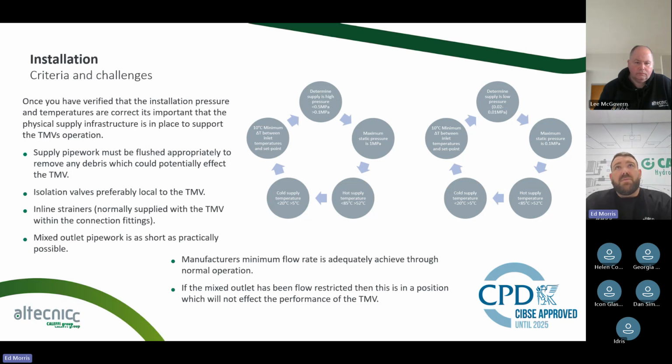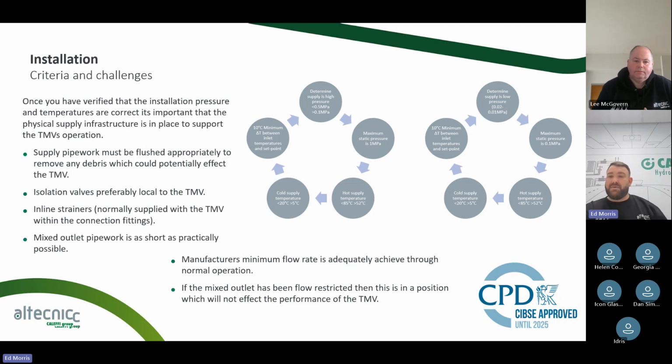So we have to make sure that supply pipework has been flushed appropriately to remove any debris that could potentially affect the TMV. Isolation valves, preferably local to the TMV, obviously for maintenance and testing, we want to be able to isolate them pretty close. Inline strainers are normally supplied within the TMV, within the connections, so you'd have them within the tail pieces. And the mixed outlet pipework is as short as practically possible. We have to really consider that when it comes to the install, keeping that pipework as short as possible. Again, we talk about bacterial control.